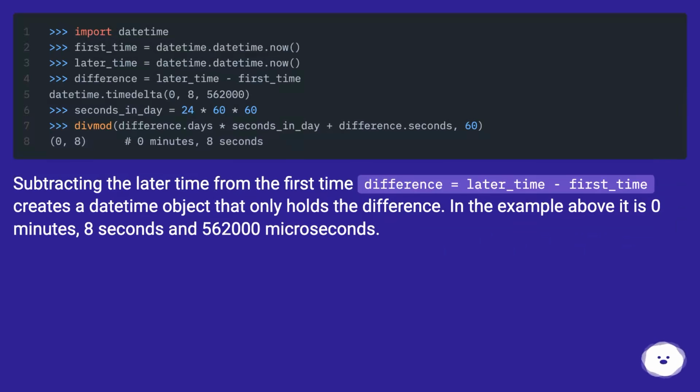Subtracting the later time from the first time, difference = later_time - first_time, creates a timedelta object that only holds the difference. In the example above, it is 0 minutes, 8 seconds, and 562,000 microseconds.